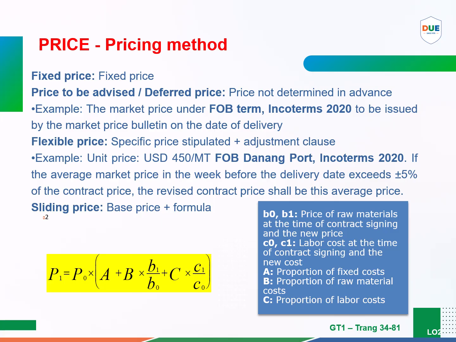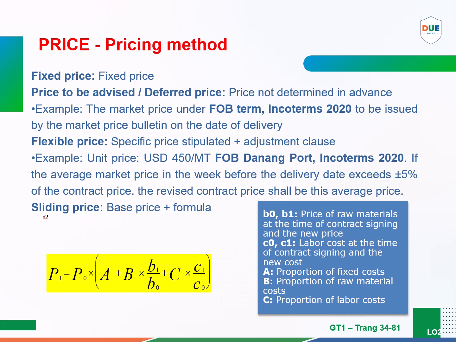With a flexible price, the contract specifies an initial price while allowing adjustments if the market price changes beyond a certain threshold. For example, a unit price of USD 450 per metric ton FOB Da Nang Port, Incoterms 2020; if the average market price in the week before delivery deviates more than 5% from the contract price, it will be adjusted to this average.